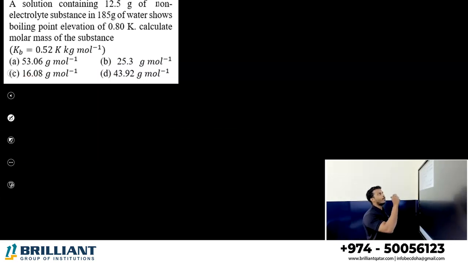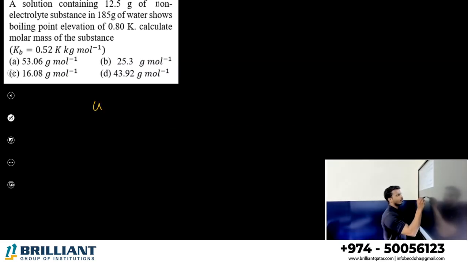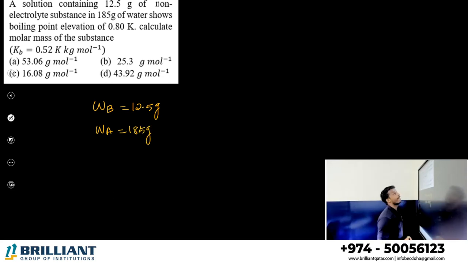A solution containing 12.5 gram of a non-electrolyte. So weight of solute is given, 12.5 gram, in 185 gram water. So weight of solvent is given, 185 gram. It shows a boiling point elevation, or elevation in boiling point. Delta TB is equal to 0.80 Kelvin.